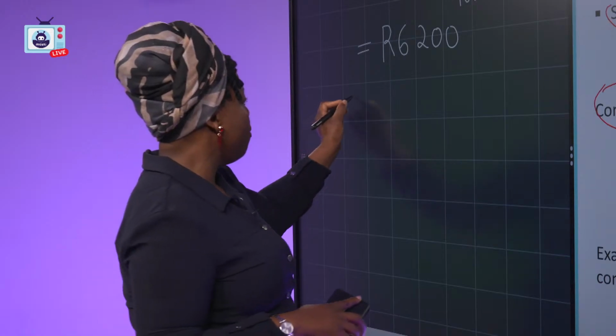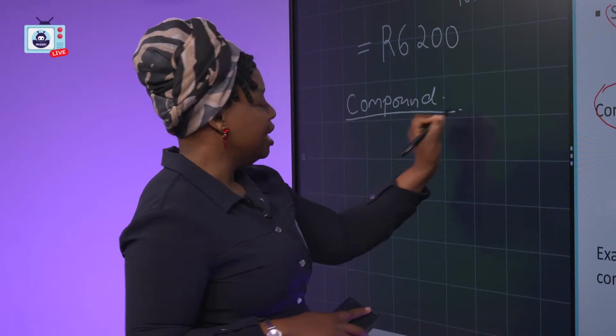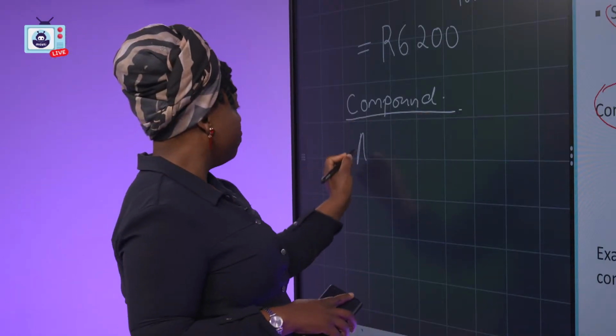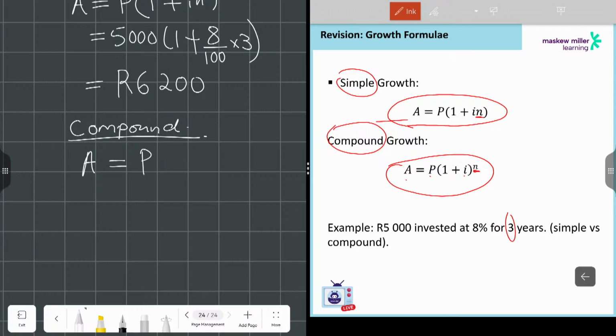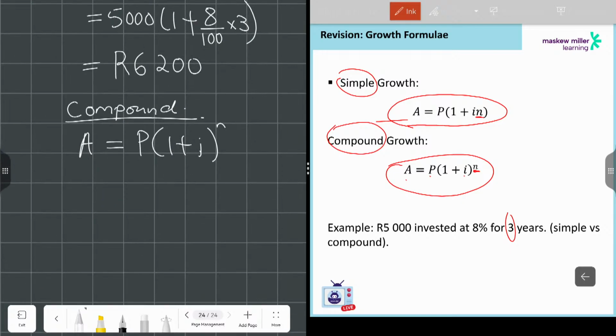So let's go for compound and see what we are going to get. If we use compound interest, let's see what we are going to get. So A will be equal to, our formula is P times (1 plus I) to the exponent N. Always copy the formula down. That will help you to then write everything that you have and know what you don't have. So the P stays the same as 5,000. 1 plus our I still stays the same as 8 divided by 100, or 8%. But then our N as an exponent is going to be 3.